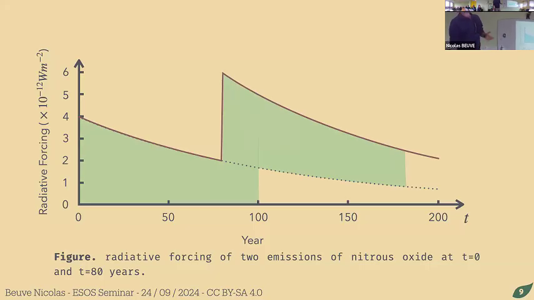So here, the idea of dynamic life cycle assessment would be to choose a time window, let's say 100 years, and the impacts after 100 years are not taken into account. So here, our result would be the area in green here.